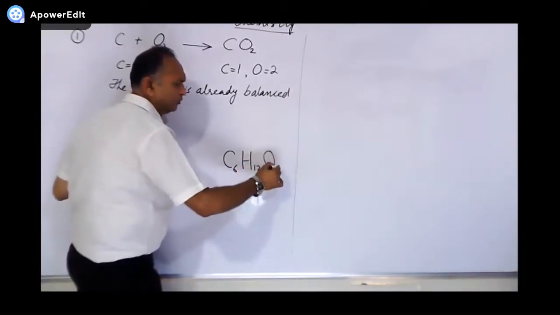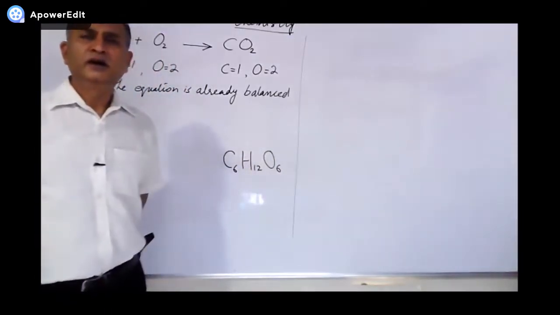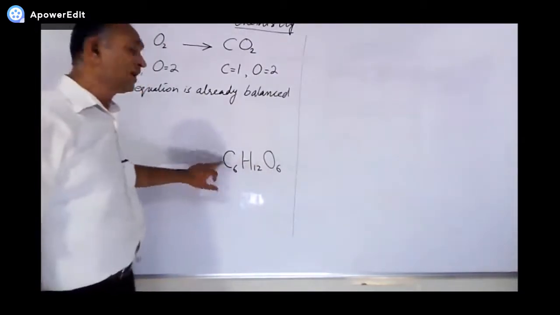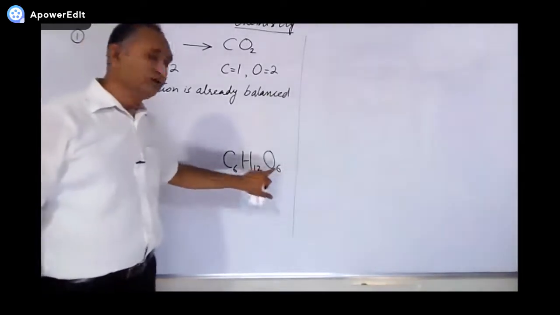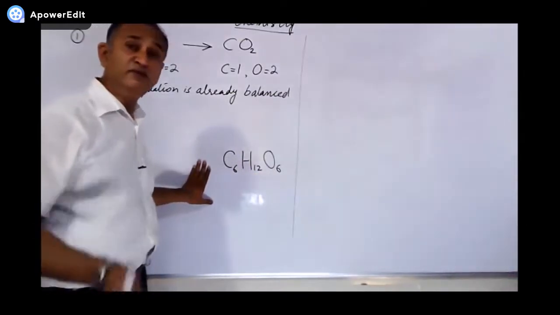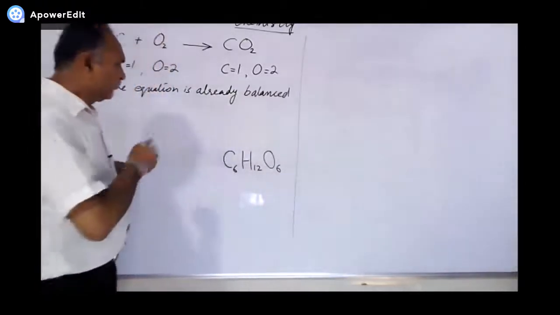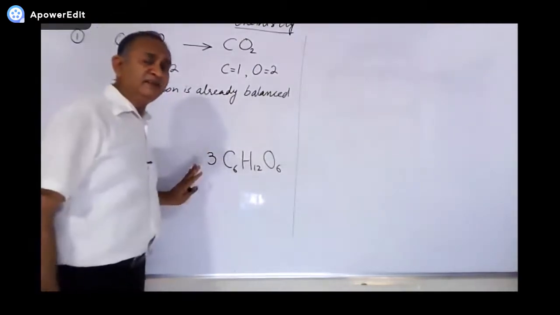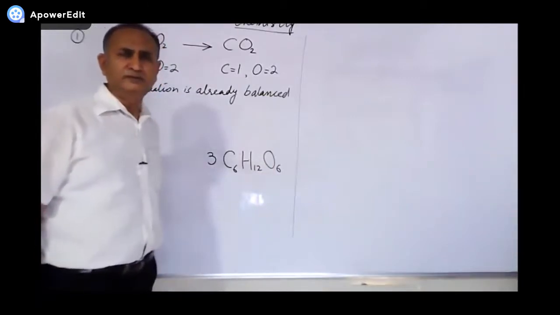C6H12O6. Most of you already know it. It's the chemical formula of glucose. A molecule of glucose: 6 carbons, 12 hydrogens, 6 oxygen. 1 molecule means 1 mole. If I write here 3, it means 3 molecules of glucose now, or 3 moles of glucose.